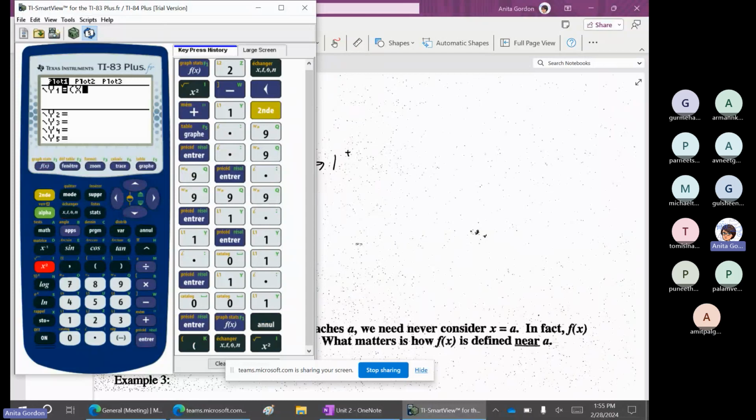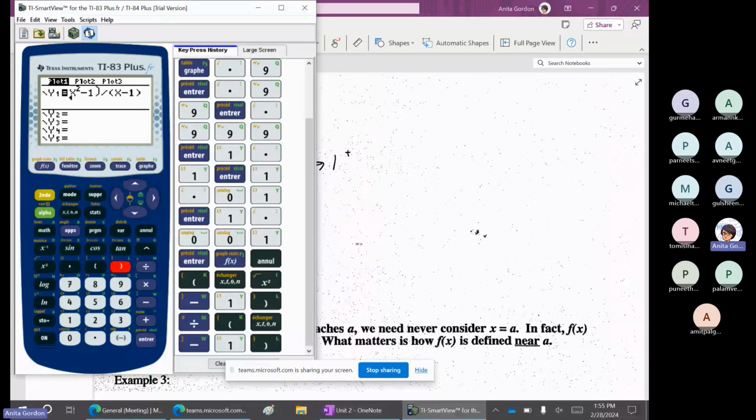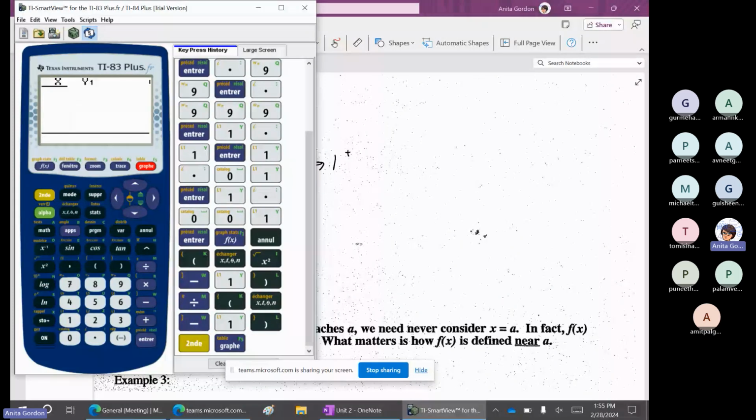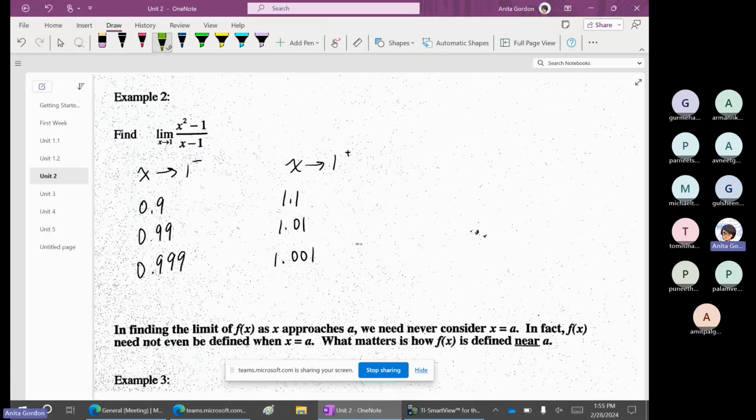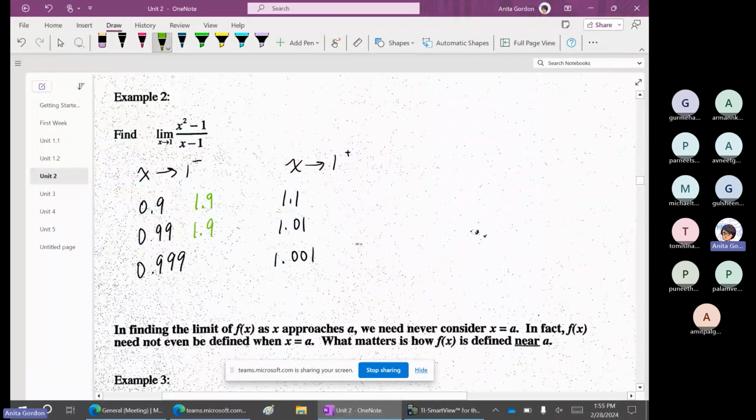Top in brackets, x squared minus 1 divided by x minus 1. I go to my table of values and, oh, look at that. It saved my x values from the previous example, so I can just see right there, it's 1.9s and 2.1s. So the smaller ones were 1.9, 1.99, 1.999. This was 2.1, 2.01, 2.001.